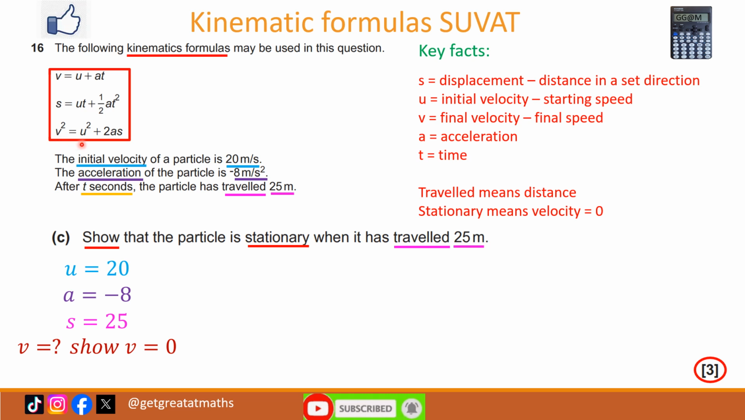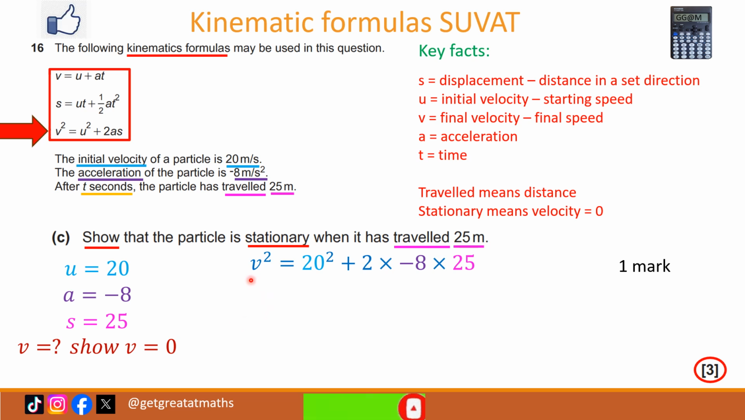So we've got V squared is equal to U squared plus 2AS. Now U is 20, plus 2 times A, where A is -8, and S is 25. So we've got V squared is equal to U squared plus 2AS. So we're going to rearrange to get the value of V and show that V is equal to 0. So this is the equation you're going to use, or you should have used.